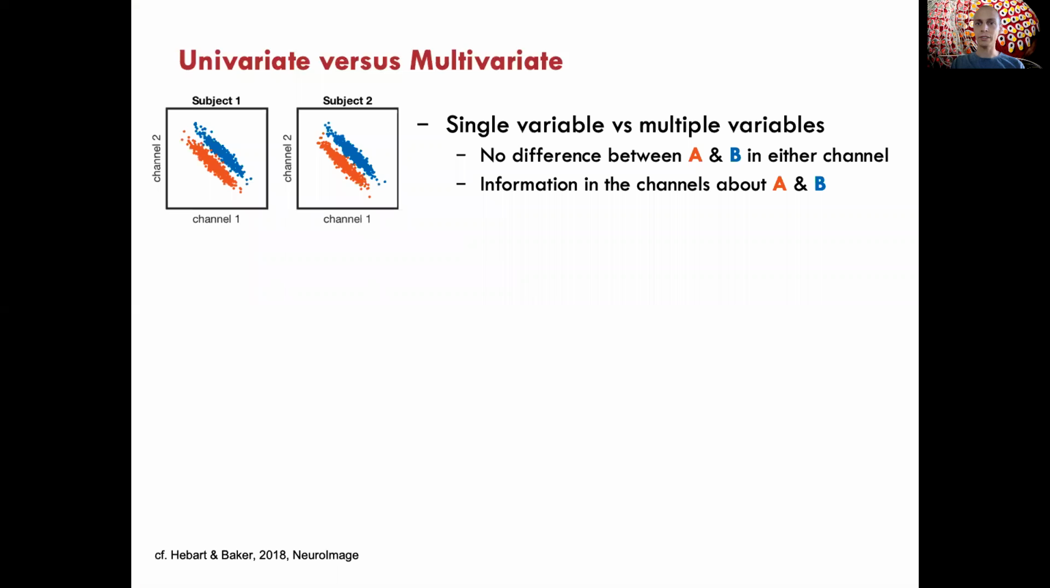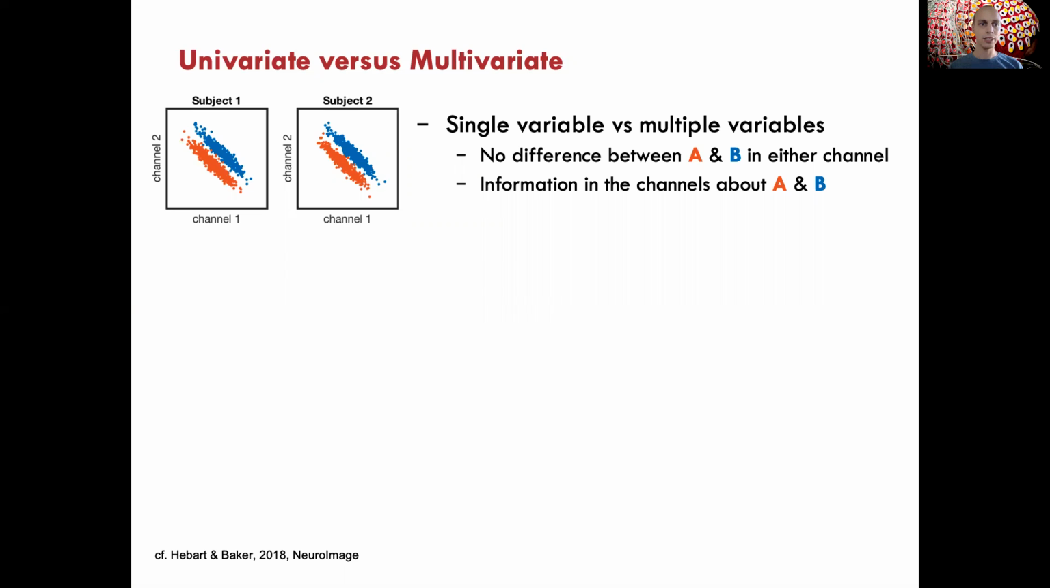With MVPA, we are looking at multiple variables and not at a single variable at a time. So look at these examples on the screen. Here we have two subjects. Red and green dots represent individual trials, for example, in an experiment. And on the two axes, we have the activation on each channel. So here, two channels, for example.